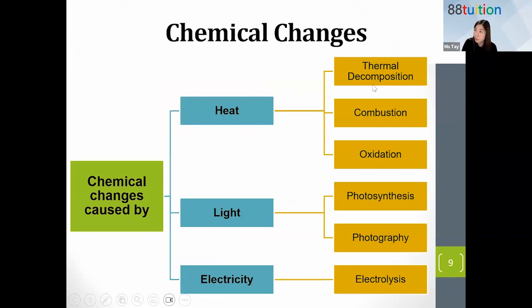Chemical changes can be brought upon by heat, light, and electricity, and this is what you must know at Sec 2 level. Like I covered just now: thermal decomposition, combustion, oxidation, photosynthesis, and photography, and then after that, electrolysis. There's another part to electrolysis. One additional one that you probably should know is electroplating.